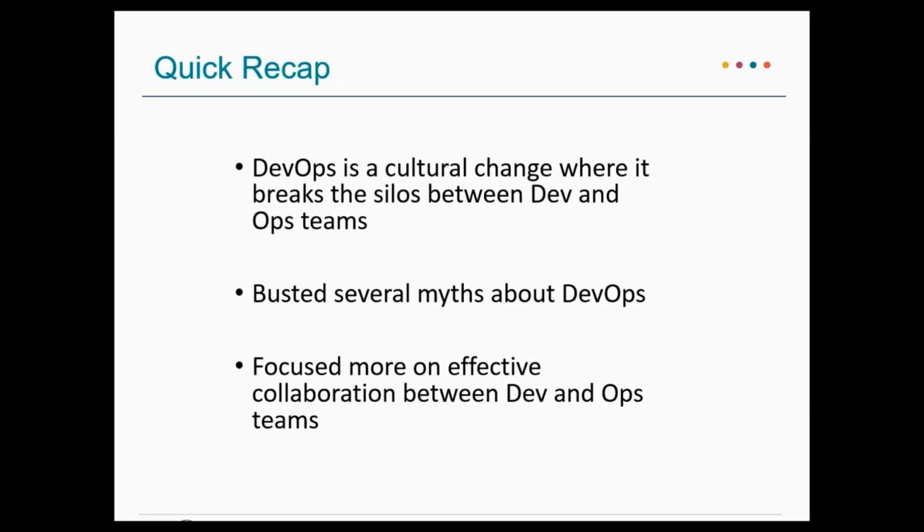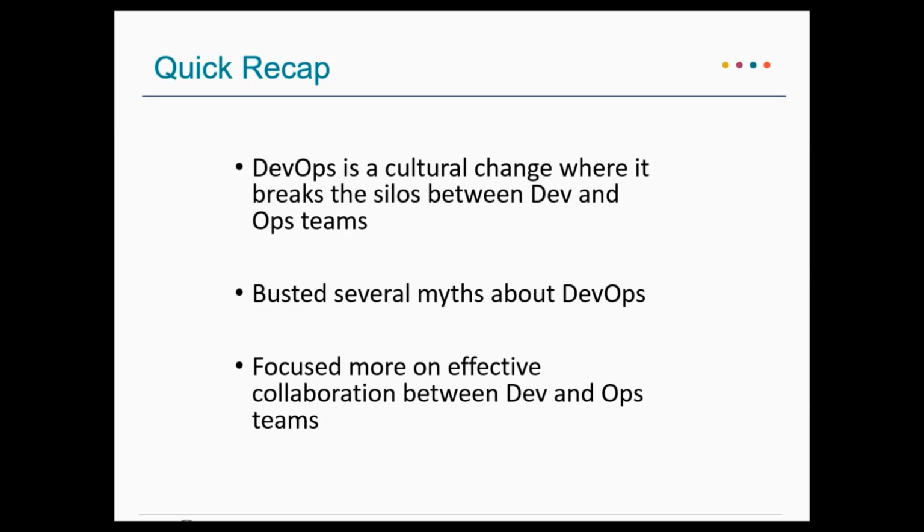So, a quick recap of some of the things that we discussed in our first session. The first session was more focused on the DevOps concept. What we discussed last time was that it's a cultural change when we are talking about DevOps, which is nothing but breaking the silos between Dev and Ops teams so that they start working together as a single team for a single goal. We also busted several myths about DevOps, and we focused more on effective collaboration between Dev and Ops teams, which is the need of DevOps. Those things we touched upon in our last session.